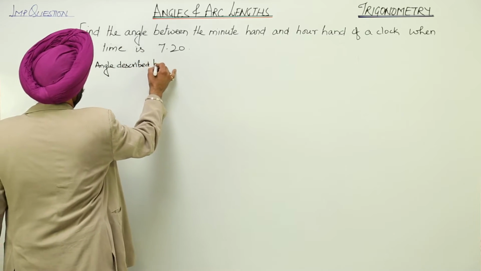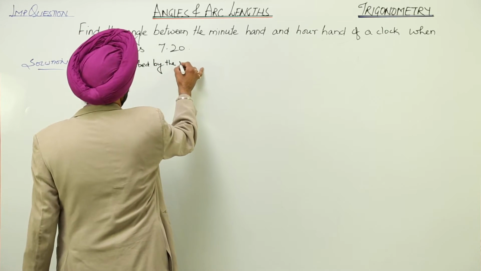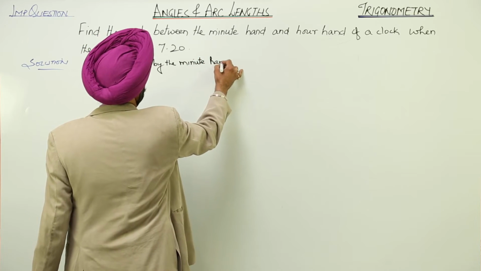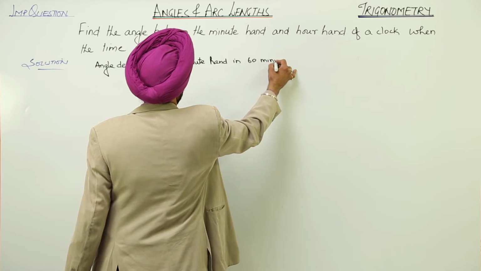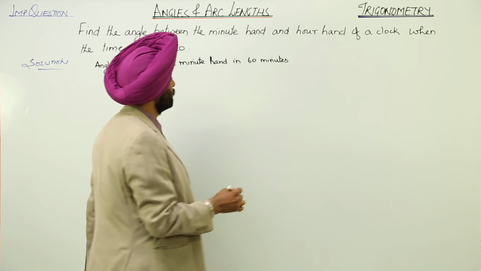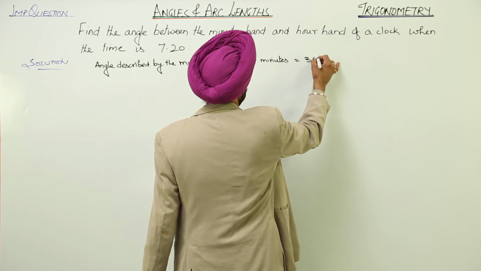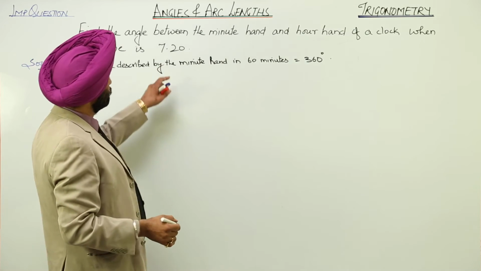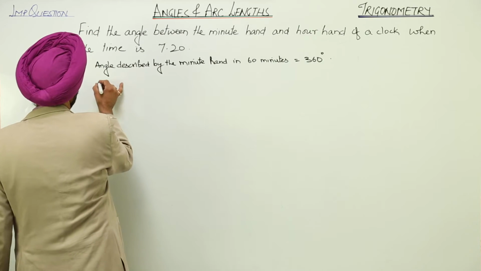Angle described by the minute hand in 60 minutes. 60 minutes means 1 hour. In 60 minutes is equal to 360 degree. Now we are having a little bit extra, it is 20.